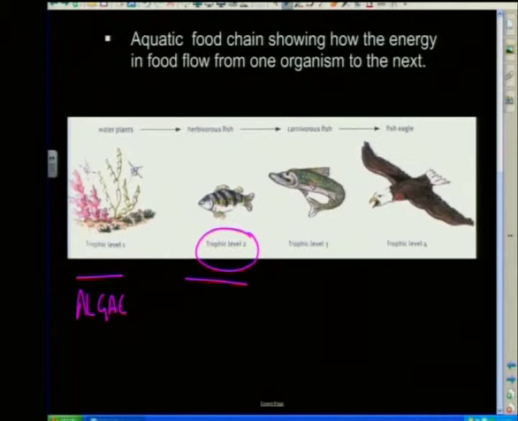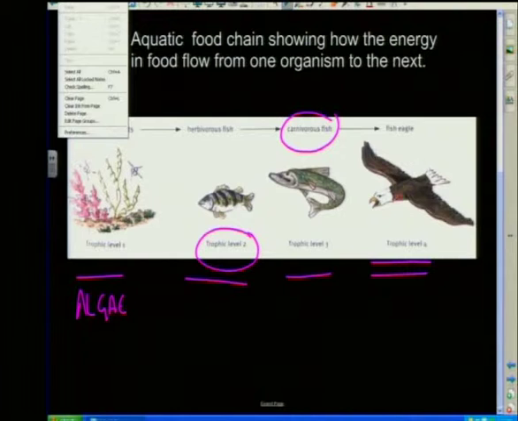These would in turn supply energy to larger carnivorous fish, and these would be the third trophic level, and hence we have that energy being stored in a larger fish, which then provides energy for larger organisms high up in the trophic level.